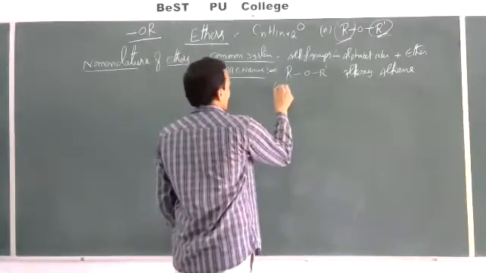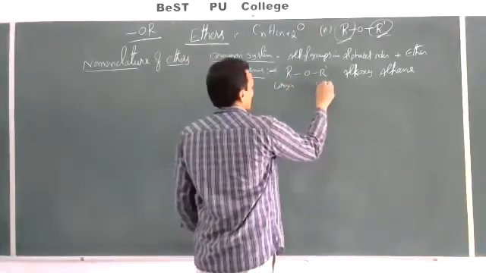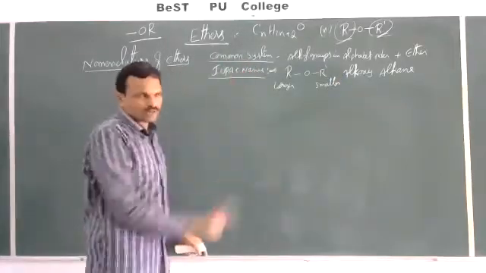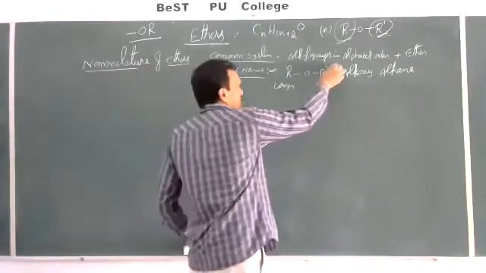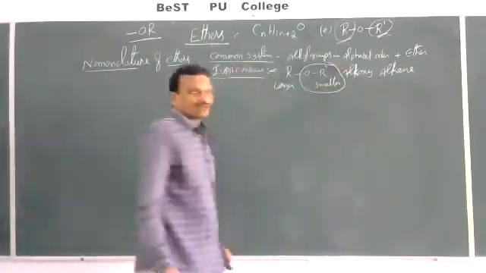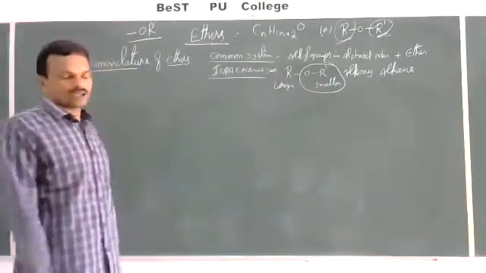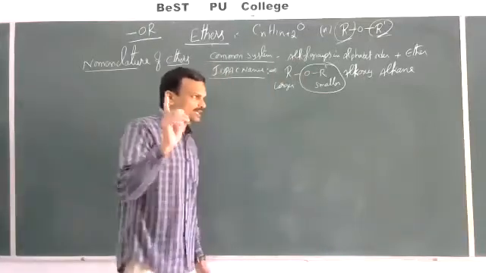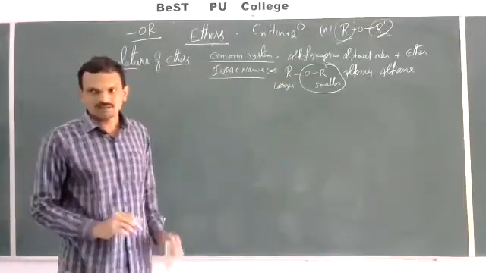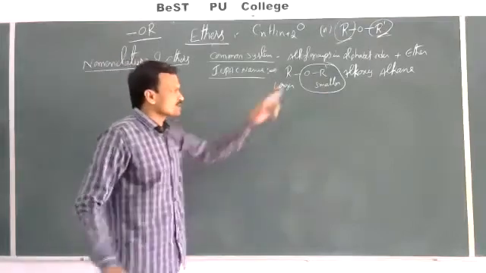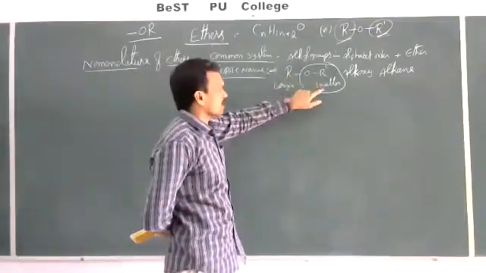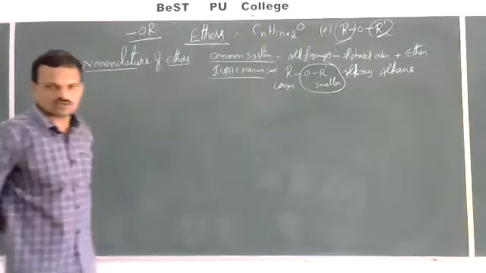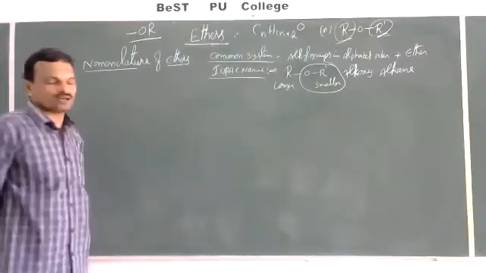Suppose this is a larger alkyl group and this is a smaller alkyl group. If two different alkyl groups are present, the smaller alkyl group is named as alkoxy. The larger alkyl group is taken as the parent alkane. If two similar groups are there, you can take either as alkoxy. In the case of unsymmetrical ethers, the smaller alkyl group is named as alkoxy and the larger alkyl group is named as the alkane, that is, the parent chain. So these are the conditions to write the names for ethers.